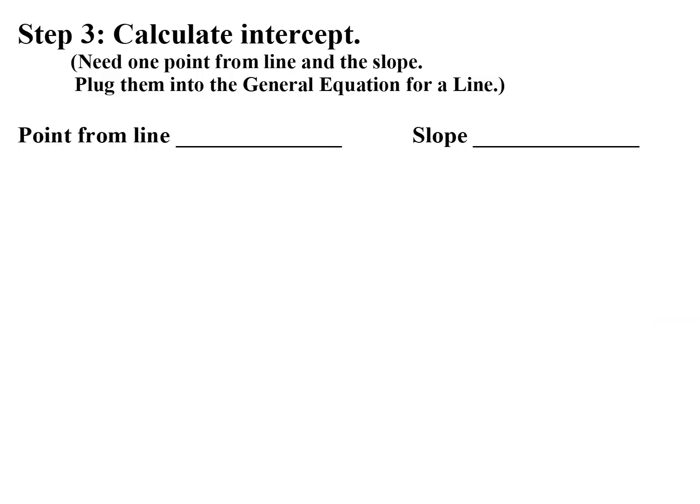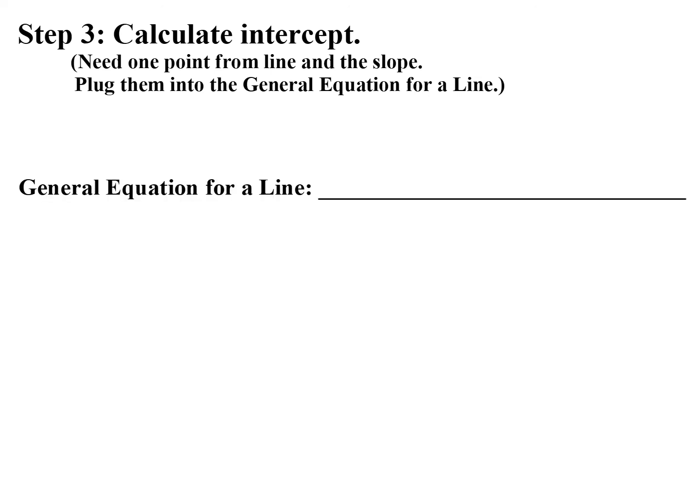Now we're ready for step 3, calculating the intercept. To calculate the intercept, we need 1 point from the line and the slope. Go ahead and put those values here. Now for the point on the line, you have 2 choices. We know that 2 points on the line are 4, 4 and 8, 2. Some of you will probably choose 4, 4, which is fine, and the slope of negative 1/2. Some of you will choose 8, 2, which is also fine, and the slope will remain at negative 1/2.